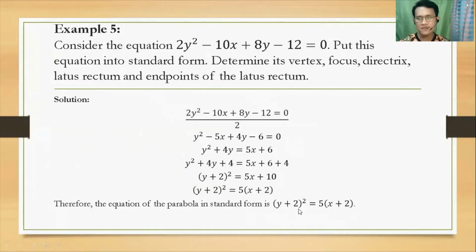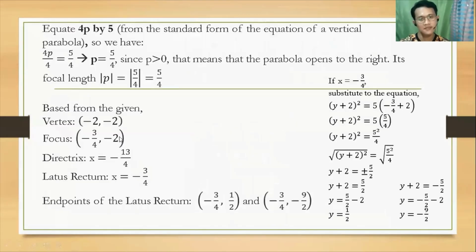Sir, why is it negative 2 and negative 2? I can see here y plus 2, x plus 2. It's all because the standard equation, you need to familiarize. It's y minus k here, and then x minus h. So that's negative 2, negative 2.